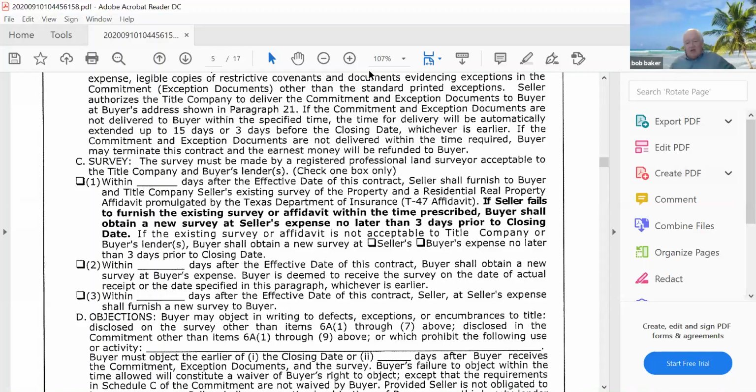A lot of time, a little time. And remember, the number of days is not tied to the effective date of the contract. It's tied to the receipt of the last piece of information, the commitment, survey, or exception document, those three things. So that's what it's tied to. Hey, Bob, is 5 an appropriate number of days? It's probably an appropriate number.